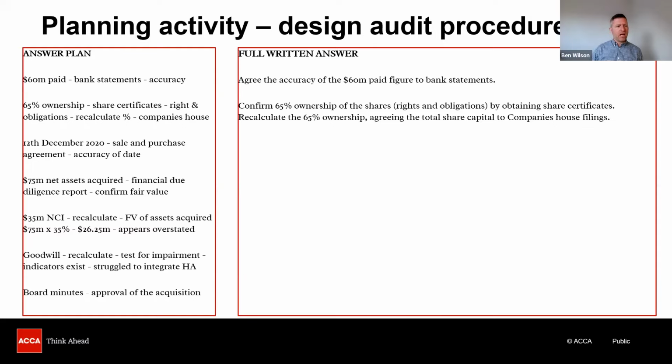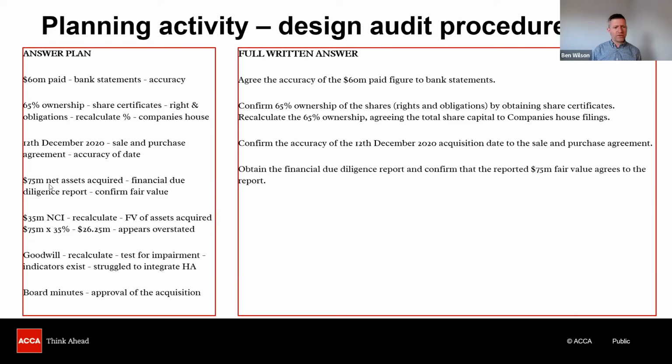Okay. My third one was the date of the 12th of December. We were going to get the sale and purchase agreement to confirm the accuracy of that date. So I've put the assertion here because there is one that I think is directly relevant, the accuracy. I've quoted the specific fact of 12th of December, and I've got a source document, the sale and purchase agreement. So my first one and my third one, I love them because they are nice, short procedures.